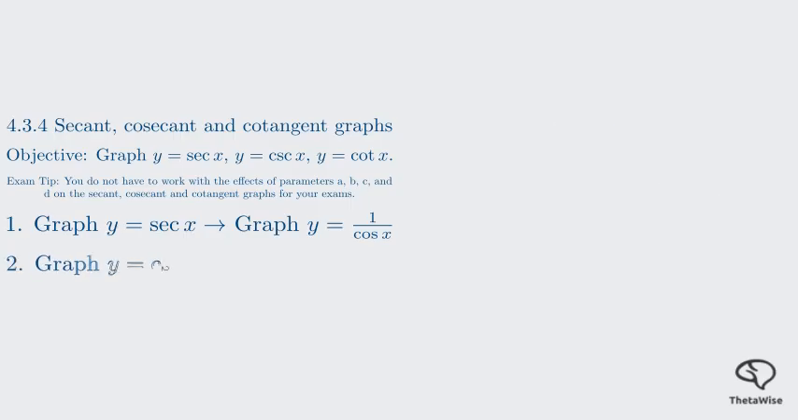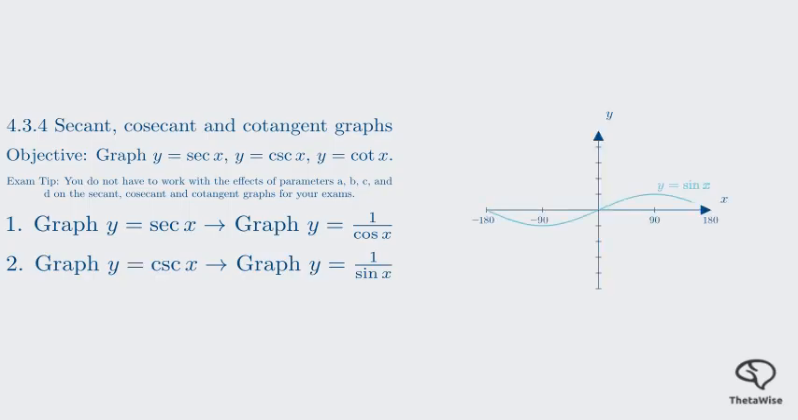Next, let's look at y equals cosecant x. We graph its reciprocal, y equals sine x. Cosecant x has asymptotes wherever sine x is 0, at negative 180, 0, and positive 180 degrees. The graph forms U-shaped parabolas opening away from the x-axis, alternating between positive and negative values.